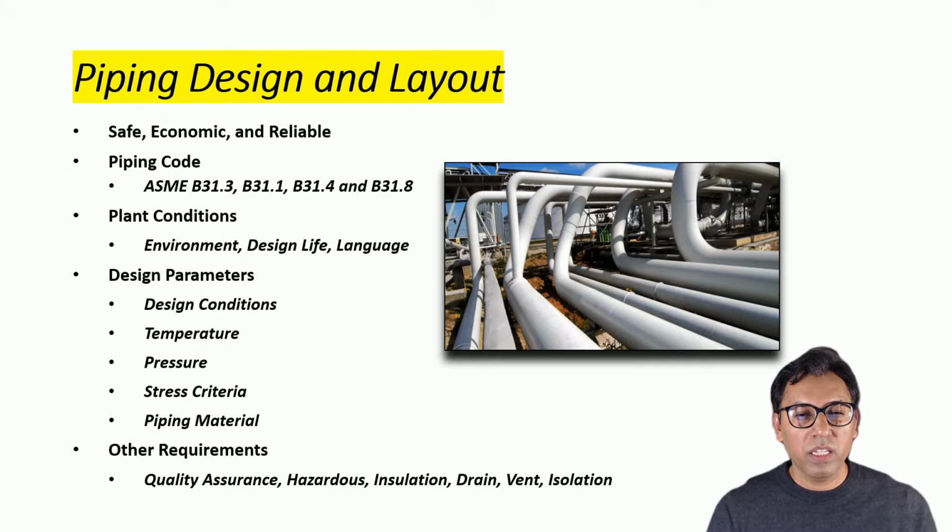Then comes understanding design parameters for the piping system. These may include, but are not limited to, design conditions, operating conditions, pressure, temperature, stress criteria, piping materials, quality assurance, hazardous substances, insulation, drain and venting, and isolation requirements. There are other aspects as well which we need to consider for a good piping design.